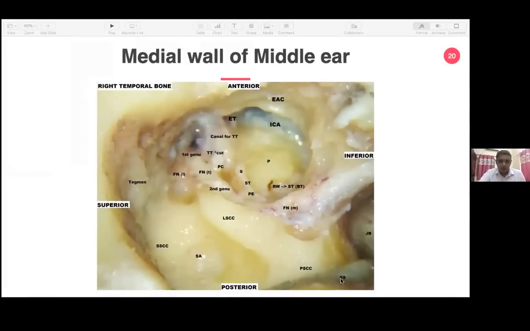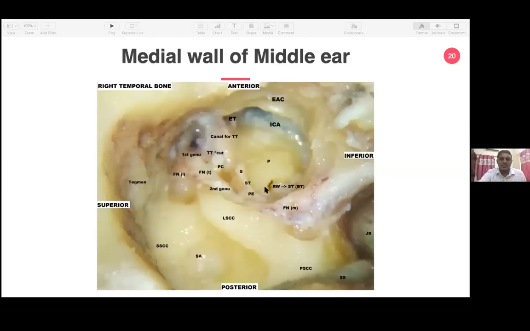Now, a short note about the middle ear medial wall. The middle ear medial wall is formed by the promontory, which is nothing but an elevation created by the basal turn of the cochlea. This is the promontory, which is formed by the basal turn of the cochlea. So the basal turn of the cochlea can be entered through a window called the round window.